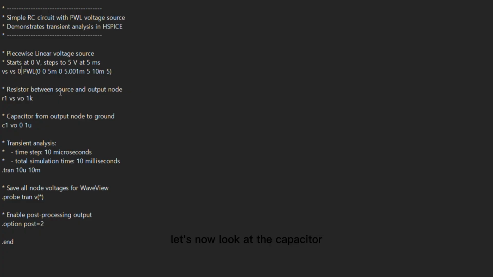Let's now look at the capacitor, which will be between the output node and the ground. Here we have a 1 microfarad capacitor, which stores charge and causes the output voltage to rise gradually instead of instantaneously. Since we have 1 kilo ohm for the resistor and 1 microfarad for the capacitor, this results in a time constant tau of R times C, which gives us 1 millisecond.